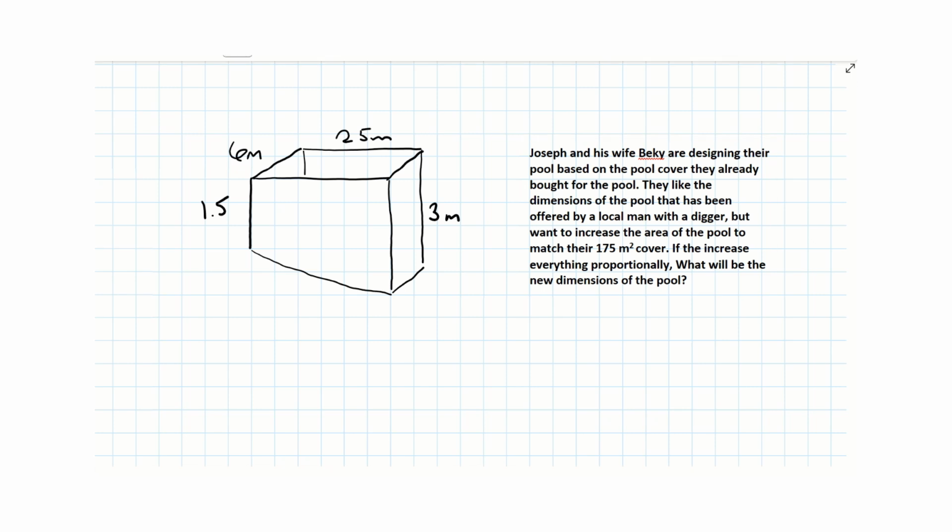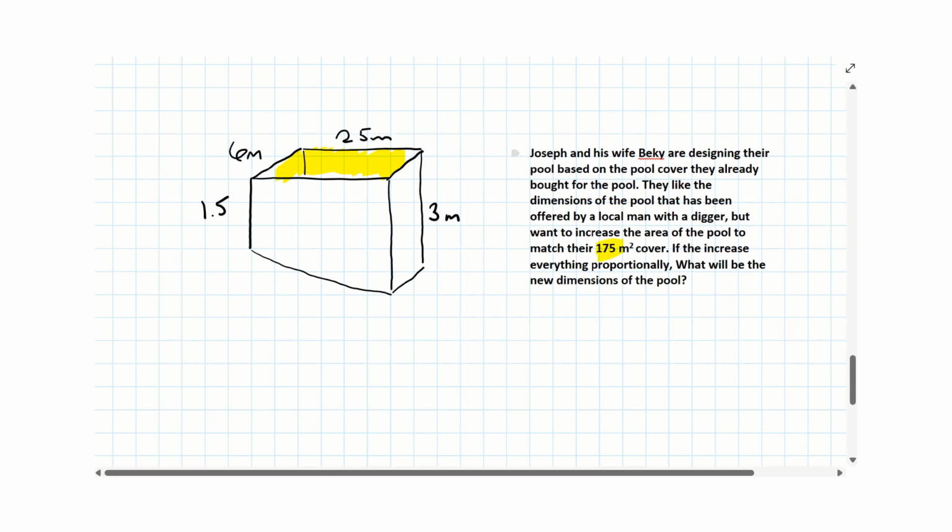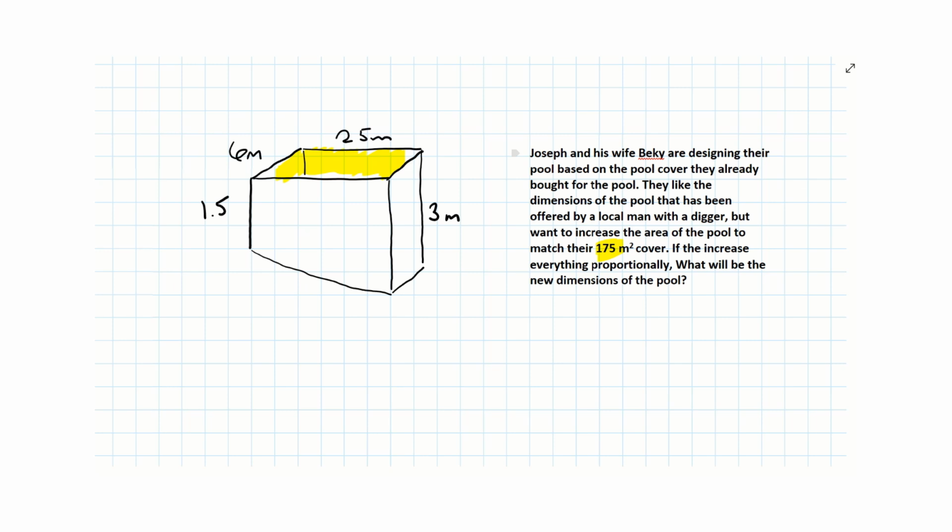So we are going to have to find the area of this portion of the pool that we're going to be covering, and then we're going to have to find the scale factor that's going to increase it to 175 meters squared. So we're going to be changing from our smallish pool to our larger pool, and in doing so, we'll figure out what the length is going to be. It's a little bit confusing right now, but let's crack into it.